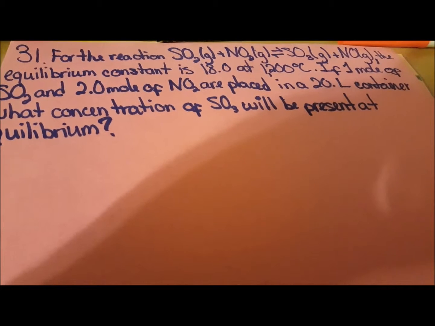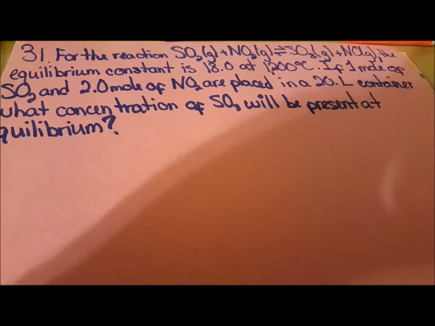Problem number 31, we're given the information for the reaction SO2 gas plus NO2 gas is equal to SO3 gas plus NO gas. The equilibrium constant is 18 at 1,200 degrees Celsius. If 1 mole of SO2 and 2 moles of NO2 are placed in a 20-liter container, what concentration of SO3 will be present at equilibrium?